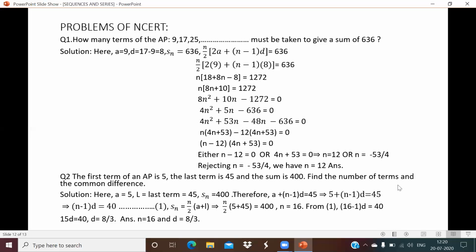Sn equal to 400 is given to us, and the last term, a plus n minus 1 into d, is given, that is 45. By substituting the value of a, we get n minus 1 into d is equal to 40, that is equation 1. And Sn is n by 2 into a plus l. Why are we applying this formula? Because a is 5 and l is 45 given to us. By simplifying it, we get the value of n, and by substituting the value of n in equation number 1, we can find d, that is 8 by 3. So in this way, we get the values of n and d.